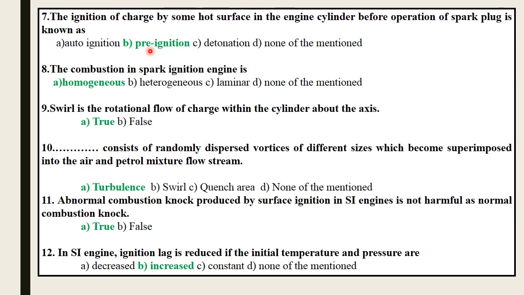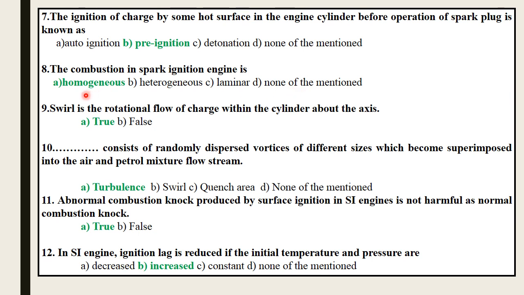Pre-ignition is nothing but the ignition of the homogeneous mixture of charge as it comes in contact with these hot surfaces in the absence of spark. So what are the hot surfaces in the engine cylinder? When these hot surfaces come in contact with the homogeneous air fuel mixture, it causes pre-ignition without the presence of the flame. Flame is absent.